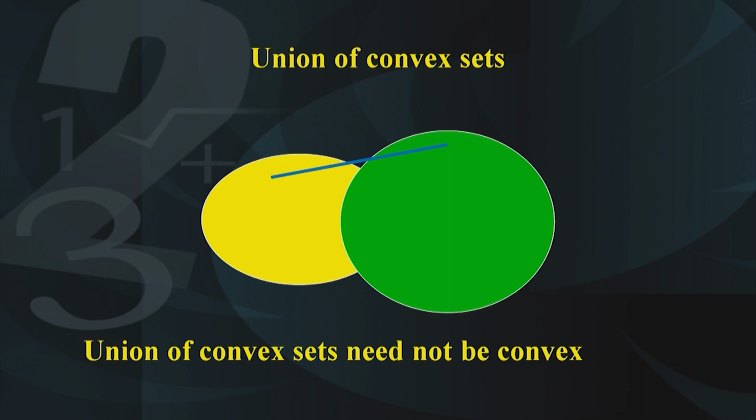Now, when can this be convex? I can leave this as an exercise for you. Under what conditions can the union of two convex sets also be convex? This is very simple, just think about it. As I have mentioned, the union may or may not be convex. So, I am asking you to think of a situation under which the union of two convex sets should also be convex.